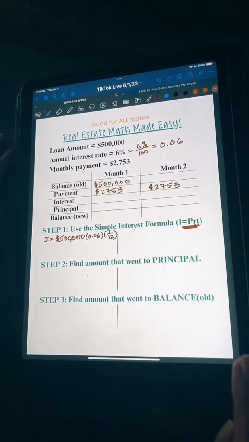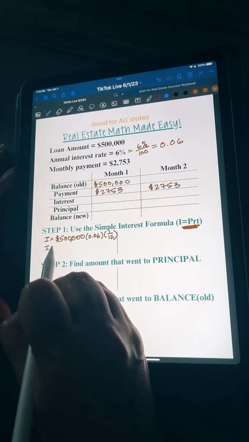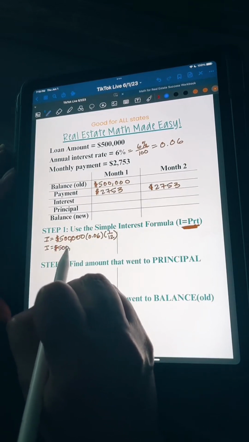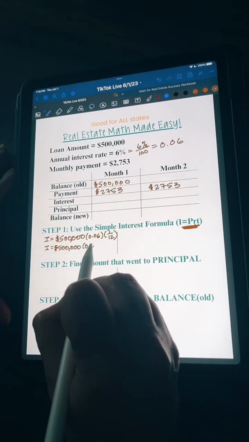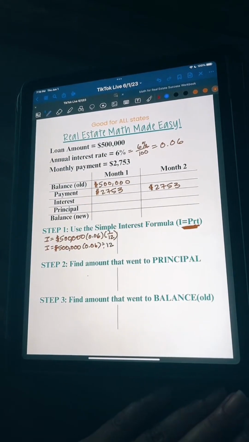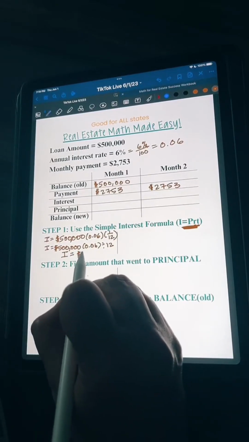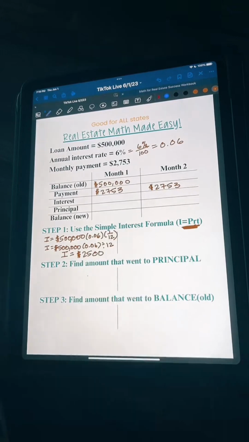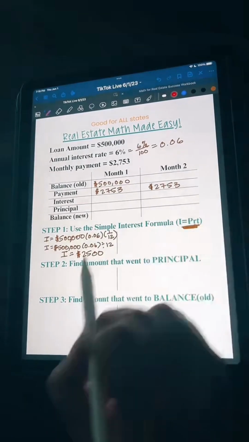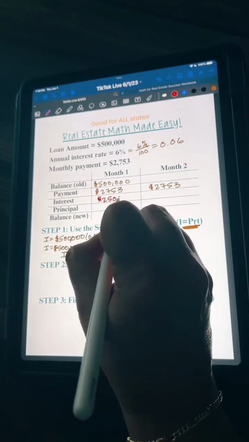Okay, so an easy way to do this, if you don't want to work with this fraction, is to rewrite it as I equals $500,000 times 0.06, then divided by 12. And then when we calculate that, I get a total amount of interest that equals $2,500. Okay? So now I'm going to make this interest go here, $2,500.